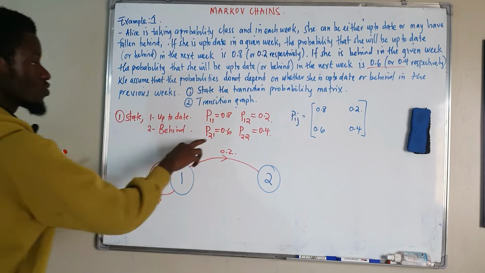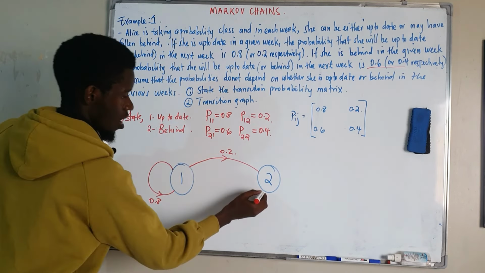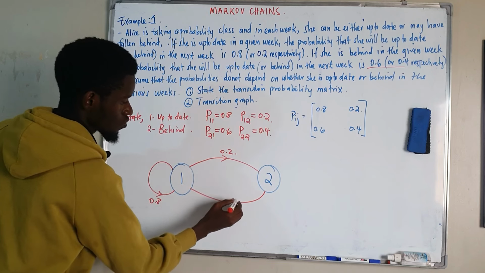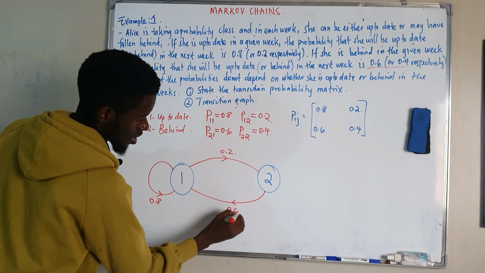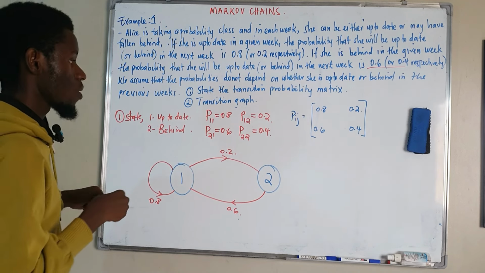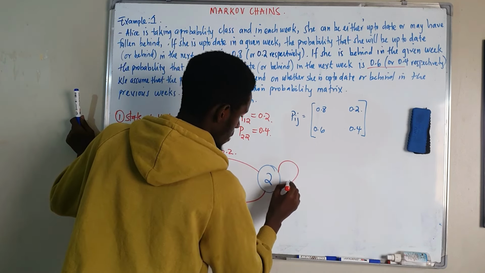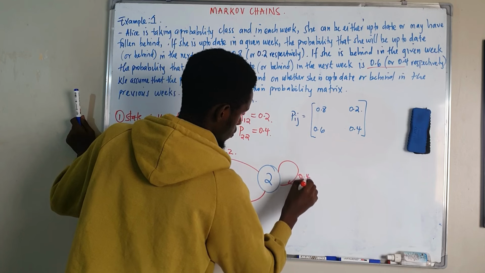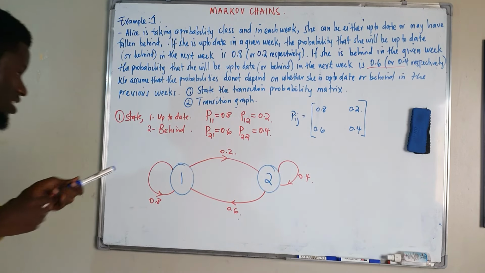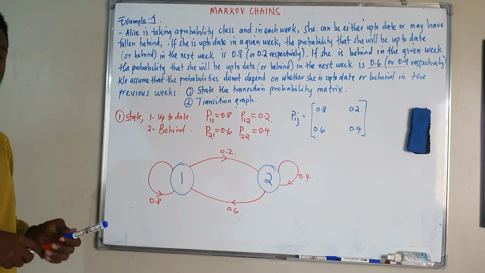Then I'm moving from 2 to 1. I was behind, and I'm going to be up to date in the current period. From 2 to 1 is 0.6. And then lastly, I was behind, and I'm going to remain behind. It's going to be 0.4. I'm coming from behind going back to behind, 0.4. With this I've drawn my transitional graph as in this example here.